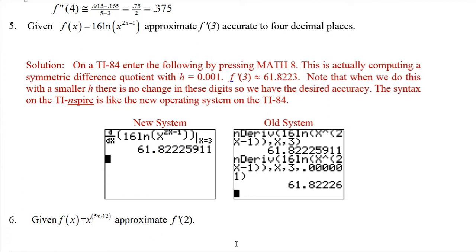Here, f of x is x to the power of 5x minus 12, and see if you can use the calculator to approximate f prime at 2. And of course, the other question is, what is the calculator doing? It's doing a symmetric difference quotient. But it's all built in, so you could just use a numerical derivative to do this. So you go ahead and do it.